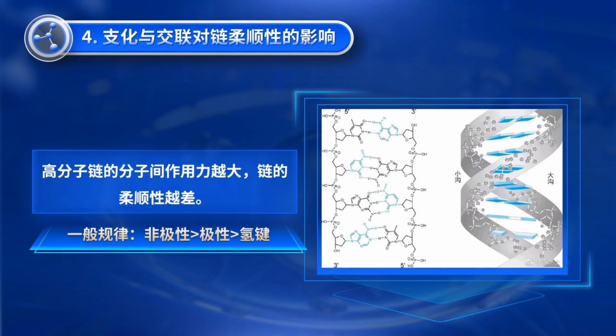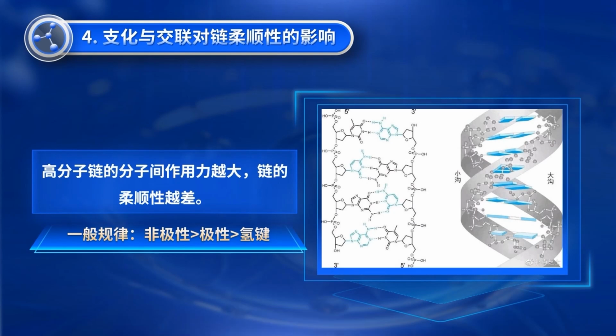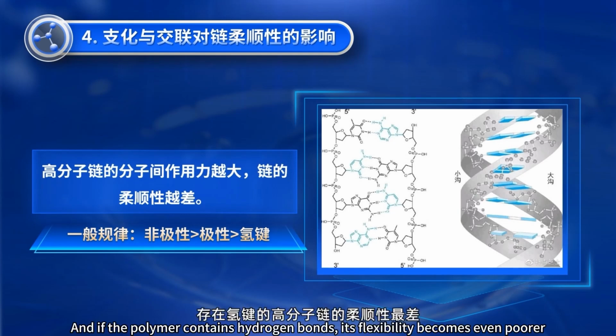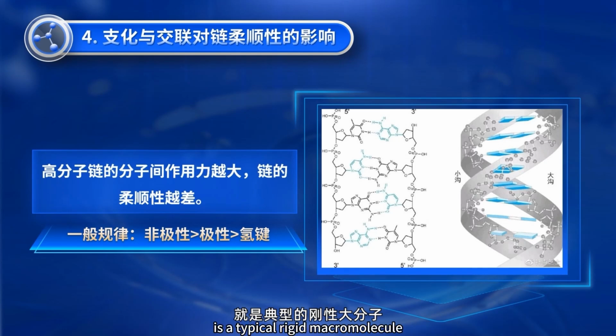In general, polymer chains that contain polar groups are less flexible than those without them, that is, than nonpolar polymer chains. And if the polymer contains hydrogen bonds, its flexibility becomes even poorer. For instance, DNA, which contains numerous hydrogen bonds, is a typical rigid macromolecule.